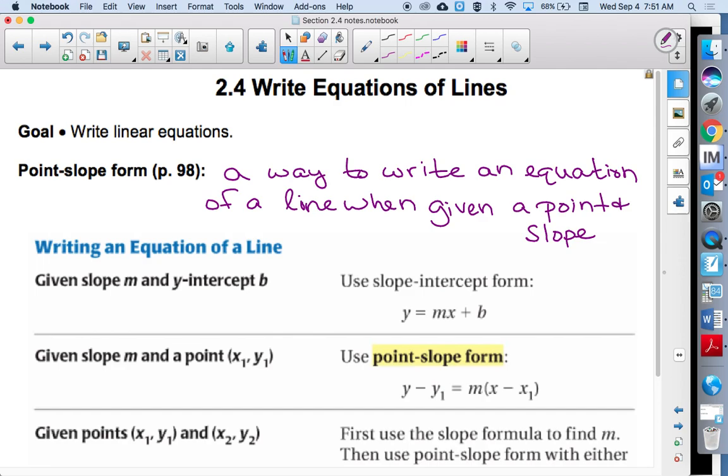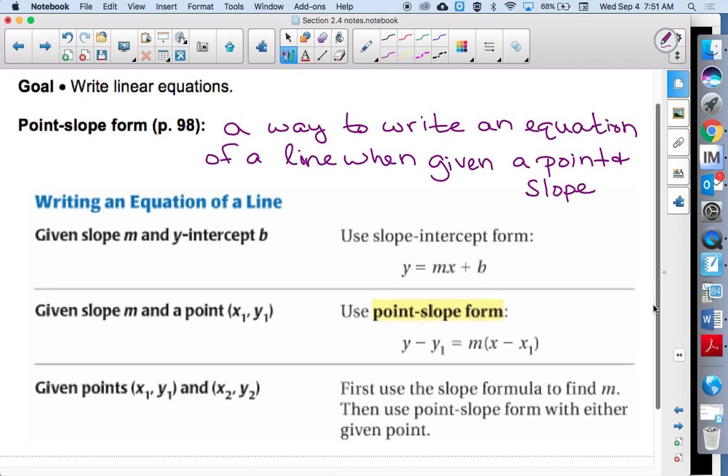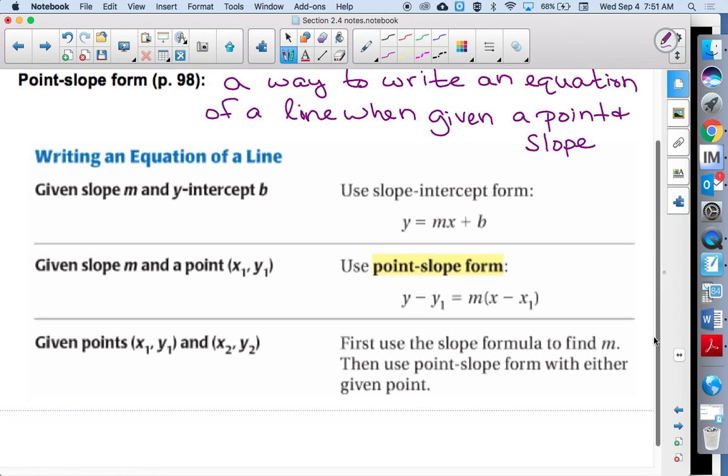So there are two different ways to write an equation of a line, just like we can graph a line in two different ways. We can graph it with slope-intercept, we can graph it with the x and y intercepts. So we can write lines using a couple of different methods as well. In the little box underneath, it tells you the information you're given and a suggestion as to how to write the equation of a line.